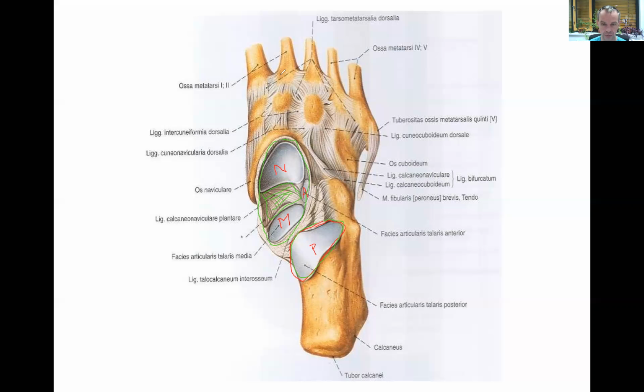The posterior joint, I can write it here, is called articulatio subtalaris, or talocalcanea. And the other joint, which is here, we call articulatio talocalcaneonavicularis, so the talocalcaneonavicular joint. And it's based on the articular capsule arrangement.